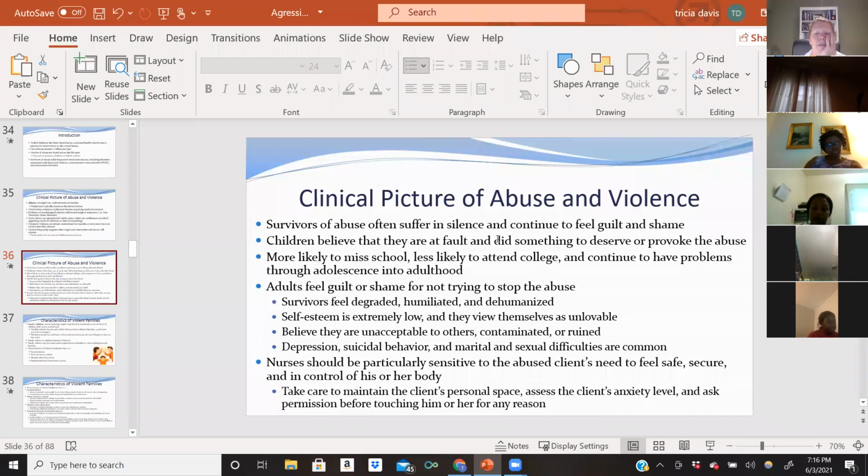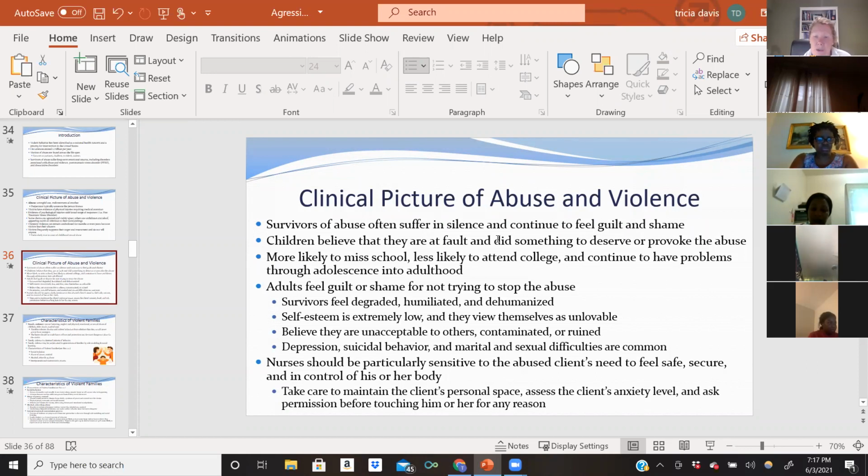So nurses have to be particularly sensitive about the abused client. We have to pay close attention to their need to feel safe, especially if they've been abused and they fear for their life. We have to make sure that they feel secure. And if they've been sexually abused, we have to make sure that they know that they're in control of his or her body. And we're going to talk more in detail about these things.